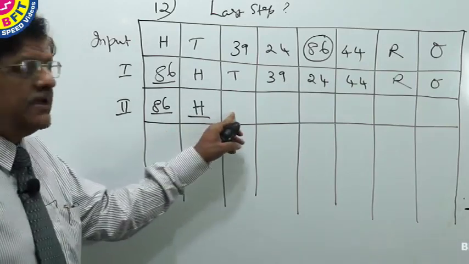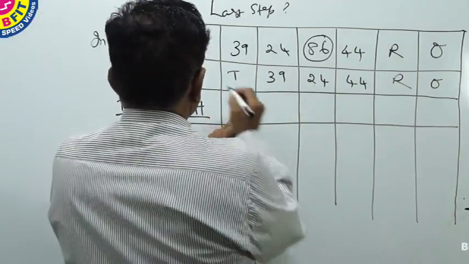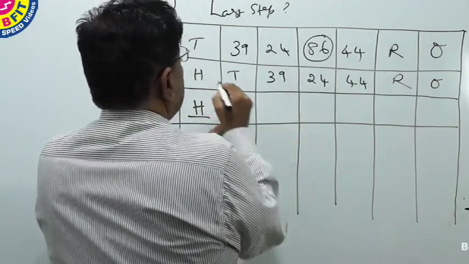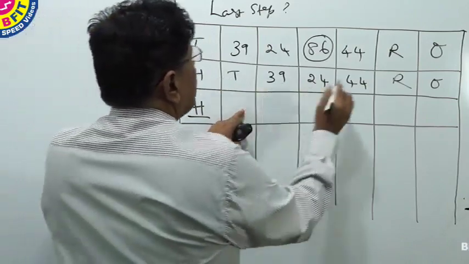Then next must be a number. Which is the number? Next number. Now H we have already taken. And what should be the number? The number is 44.